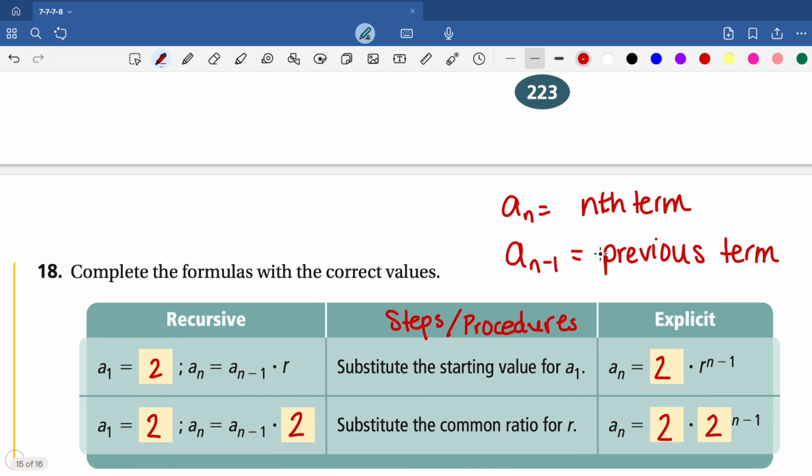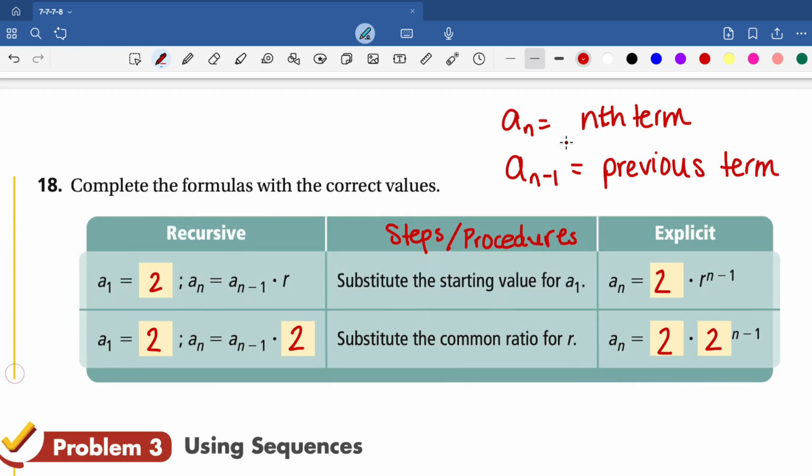So let's go to the next page on your packet. A sub n. So here we go. Let's start with recursive. We'll finish recursive and then we'll go to the explicit formula. So you have two parts for the recursive formula. You have your first term, and you have your nth term, okay? So if, for example, the first term a sub 1 is equal to 2, my nth term is going to equal the previous term times r, and that's what I put up here.